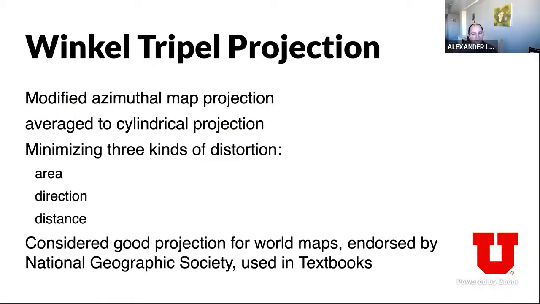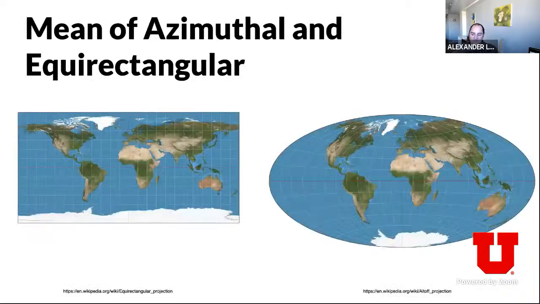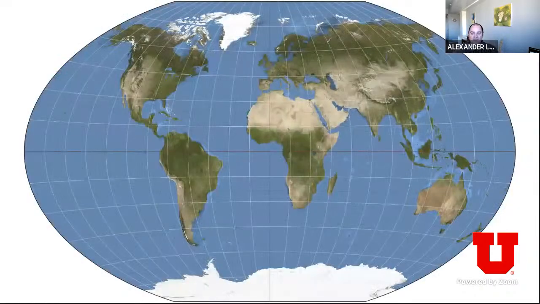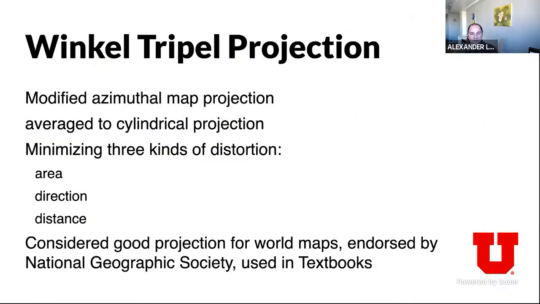And then we have a projection called the Winkel tripel projection, which is a modified azimuthal map projection averaged with a cylindrical projection. How this works is they essentially take this Aitoff projection, which is a modified azimuthal, and take the mean between this projection on the right and the projection on the left to create this Winkel tripel projection here. Tripel is German for, well, it's just a German spelling of triple. The idea here is to minimize three kinds of distortion: area, direction, and distance.